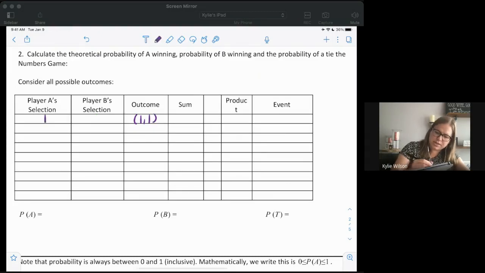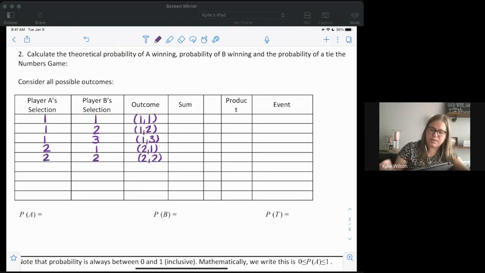I'll just do one color. It's too hard to flip back and forth. There we go. Now let's just continue writing out all of the different outcomes. Player A could have a 1 and player B a 2. Player A a 1, player B a 3. Player A could have a 2 and player B could have a 1. Player A a 2, player B a 2. Then A could have a 2, B could have a 3. Player A could have a 3, player B a 1. Player A a 3, player B a 2. And finally, player A could have a 3, player B could also have a 3.